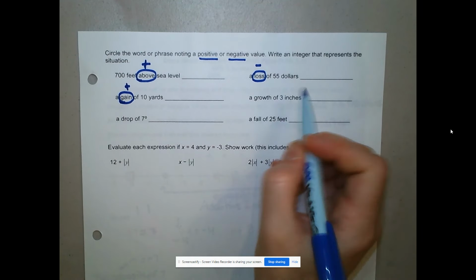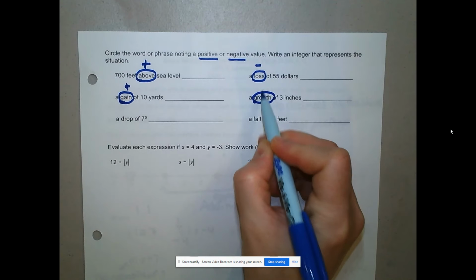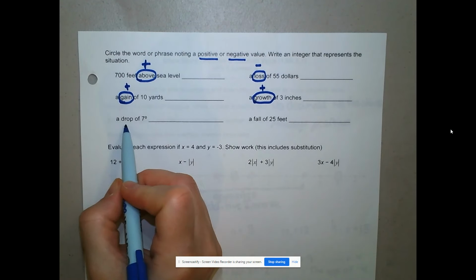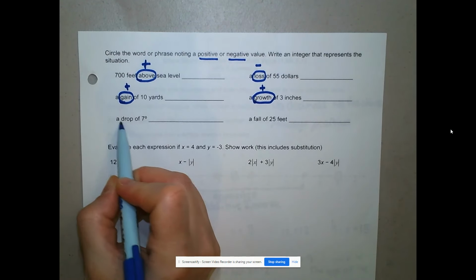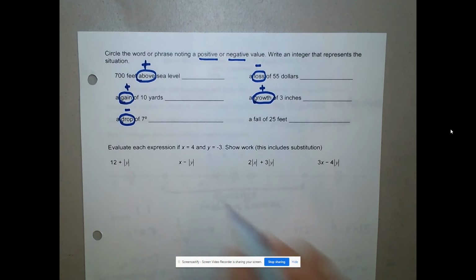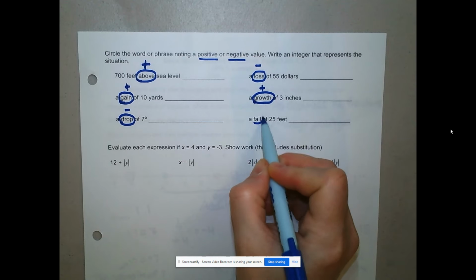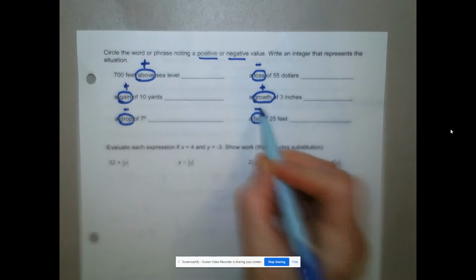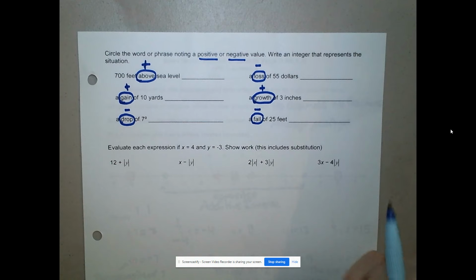A growth of 3 inches, all right? So growth is going to be positive. A drop of 7 degrees, the word drop tells us that it is a negative direction or a negative change. And a fall of 25 feet, that one is also going to tell us that it is negative. Well, now we've got to put that in with a number. So the first one was 700 feet above sea level.